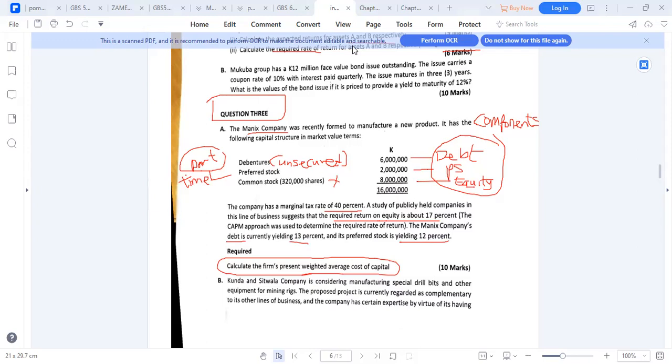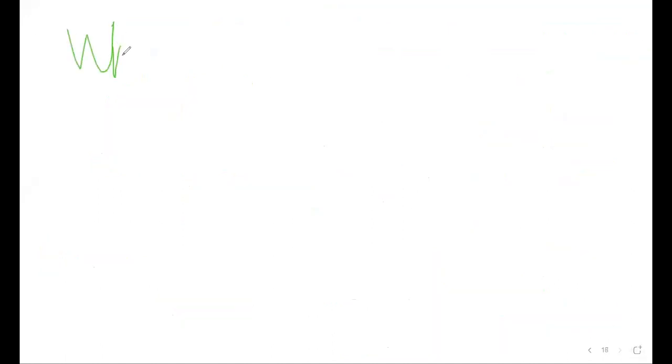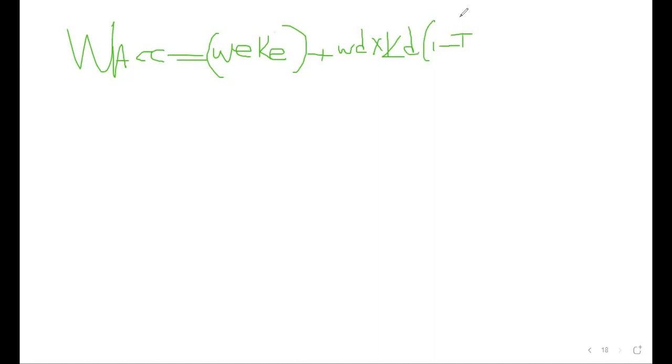So getting down to the work, our WACC is actually going to be equal to weight of equity times cost of equity, plus weight of debt multiplied by cost of debt times (1 minus tax), then plus weight of preferred stock multiplied by cost of preferred stock. So the most important thing is just to understand the catch.